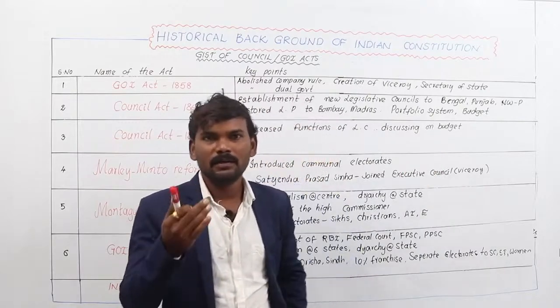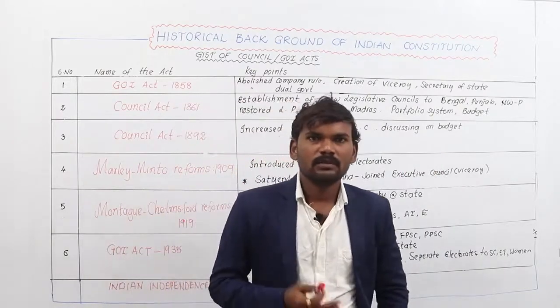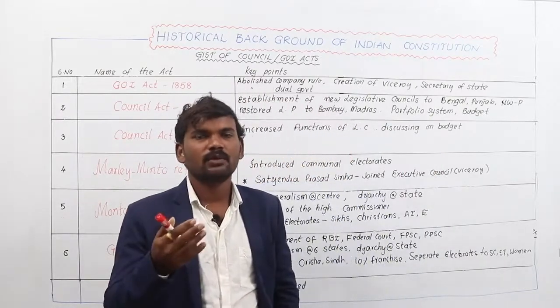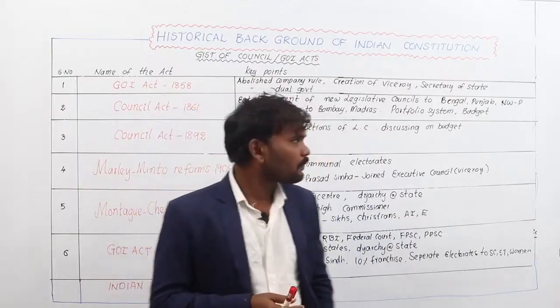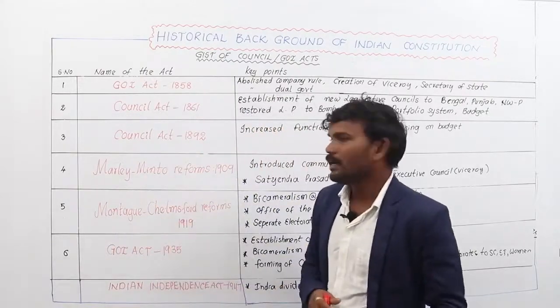Okay, and also as per Lord Macaulay Committee, the Civil Procedure Code, Indian Penal Code, and Criminal Procedure Code were adopted in 1858, 1860, and 1861 respectively. These are the important concepts. Coming to the next one, Council Act 1892.